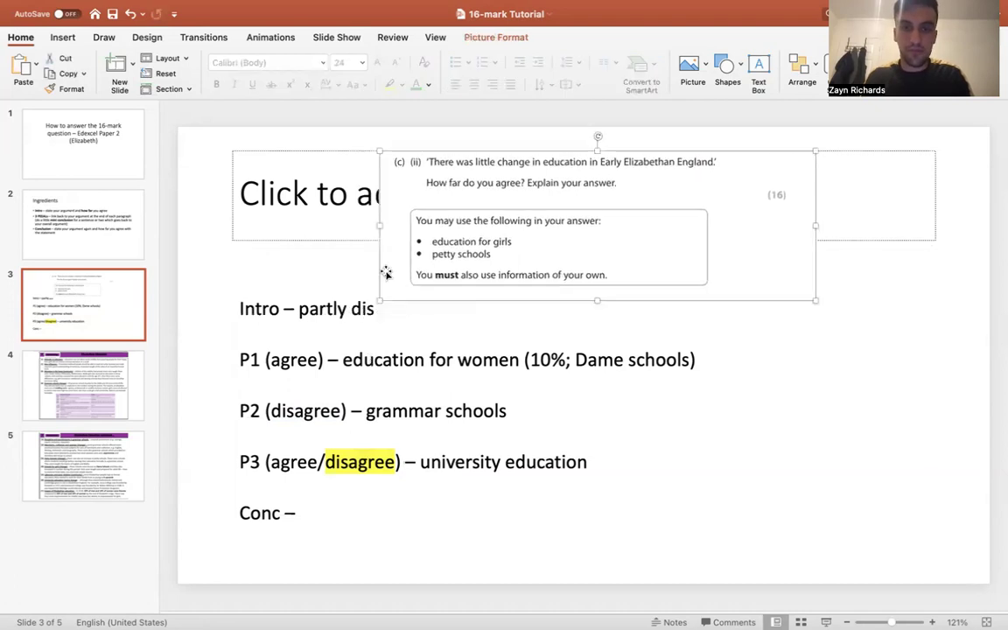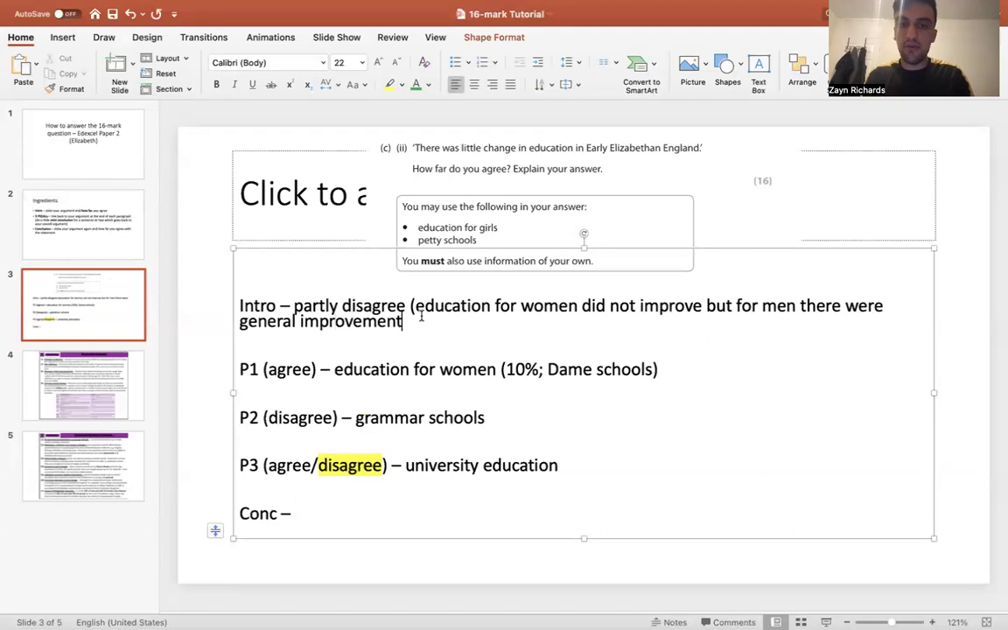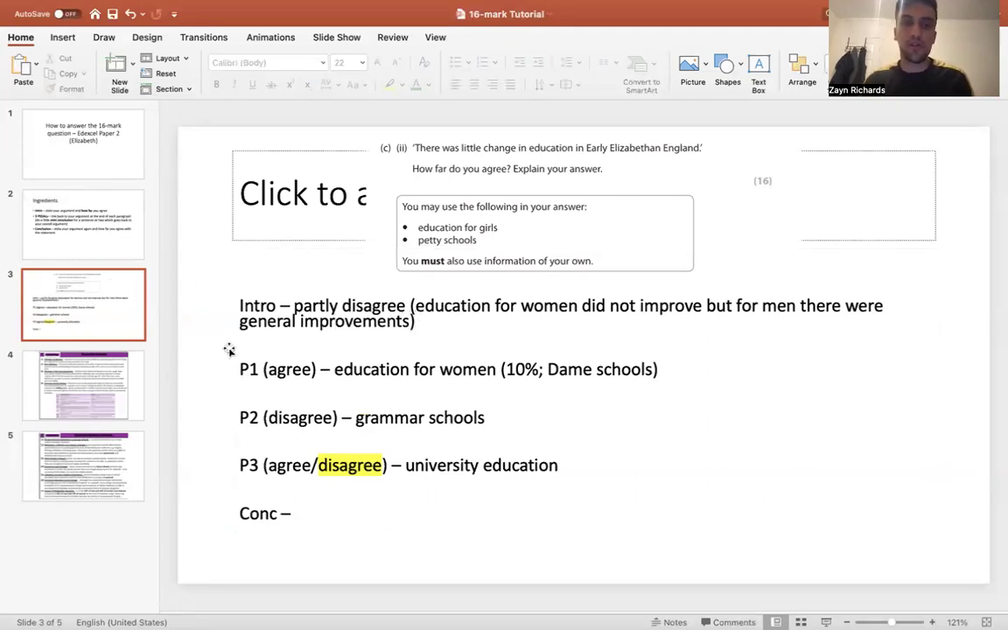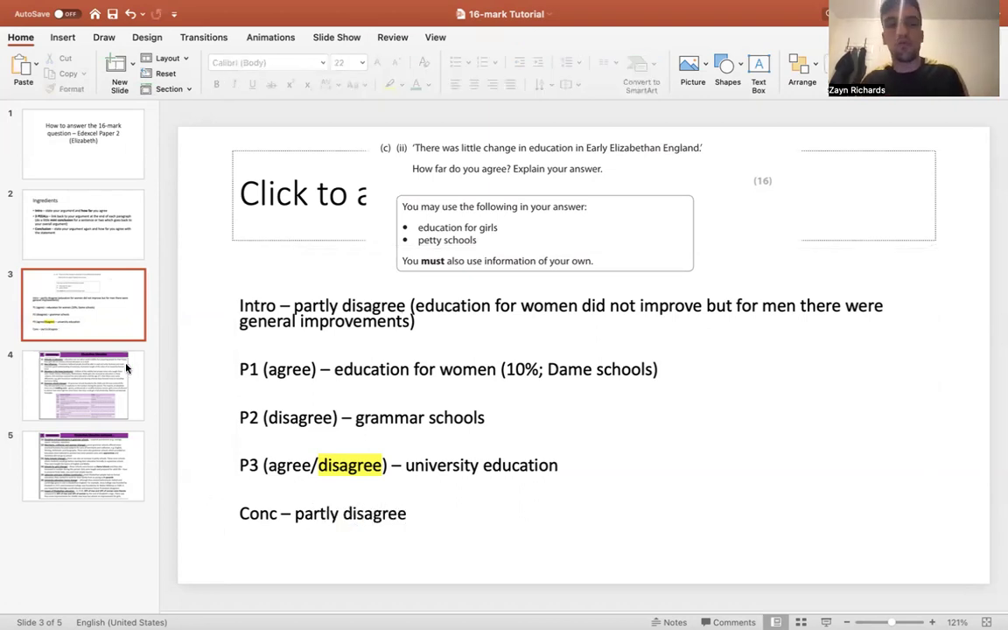Why is this going so? Oh, there we go. So I partly disagree. And my rationale is that education for women did not improve. But for men, there were general improvements. Some men improved more than others, but even for the poorest men in society, the fact that some of them could get those scholarships, the fact that overall literacy rates did increase, meant that they did see at least some improvements, or at least that's what I'm going to be arguing, just because it's probably the easiest argument. And then in my conclusion, I will basically restate my overall argument.